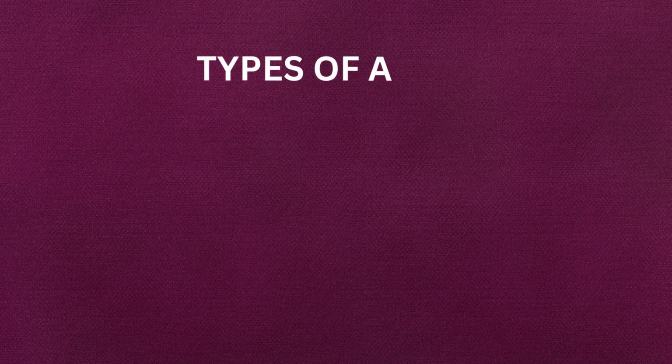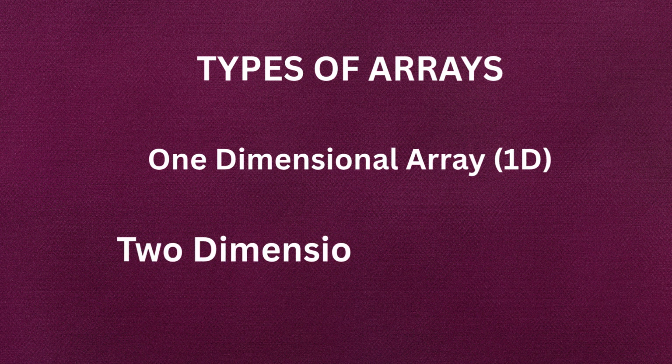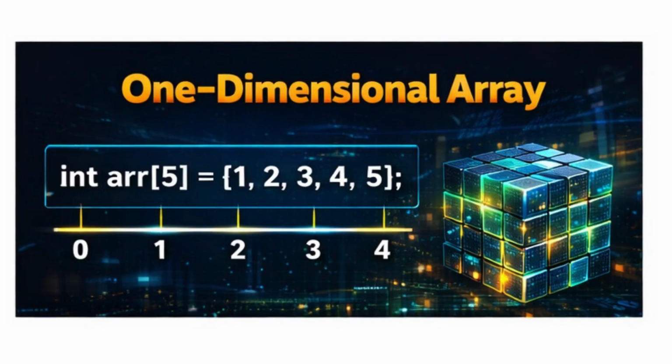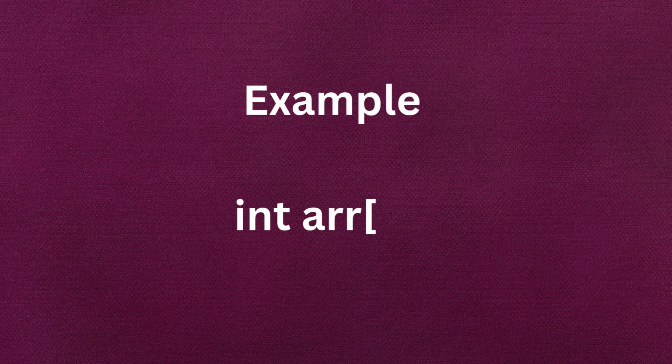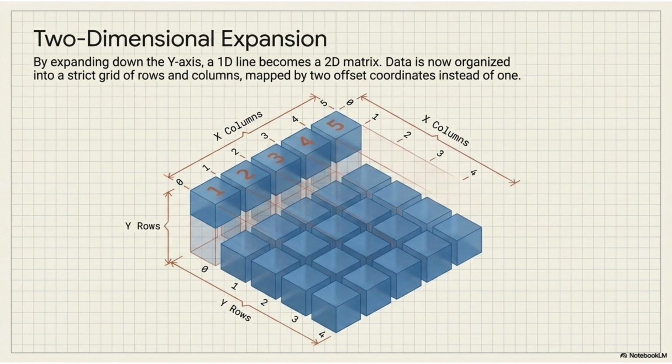Let's see types of arrays. There are two main types. First is the one-dimensional array, called 1D, and second is the two-dimensional array. First we see the one-dimensional array. Example, int arr[5]. It stores values in a single line like 10, 20, 30, 40, 50. Next see the two-dimensional array. Example, int arr[2][3]. It stores data in rows and columns like a table. Real life examples are: a one-dimensional array is used to store the list of students, and a 2D array is used to store a classroom seating chart.